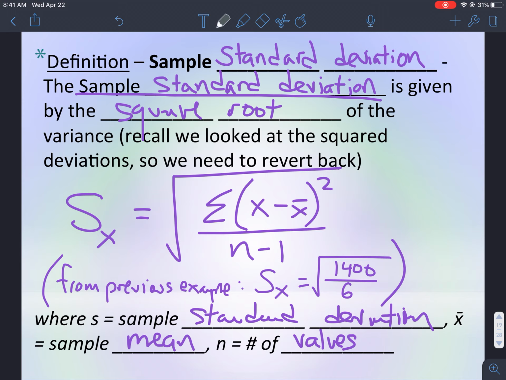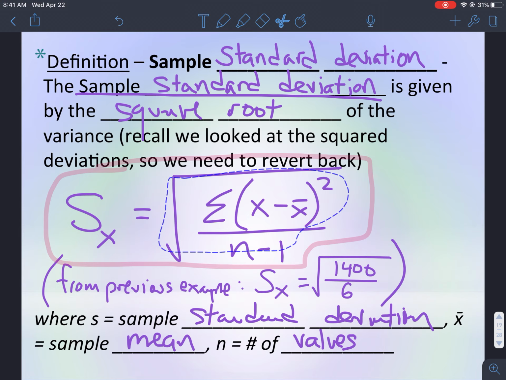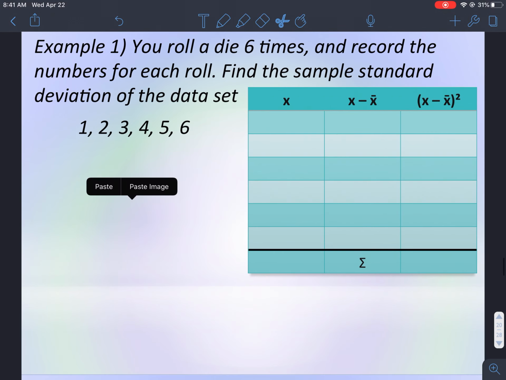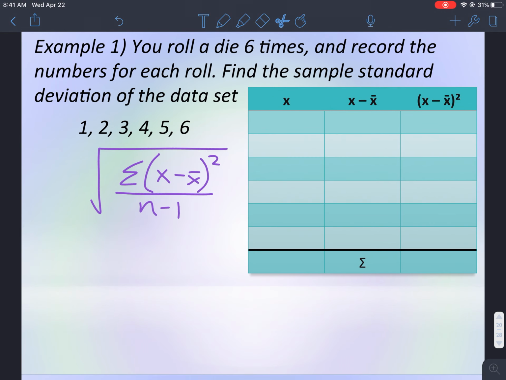It is a measure of how spread out a data set is. This is the sample standard deviation, which is the square root of the variance. This is a complicated formula, so we're going to copy this. And we'll use it for example 1.